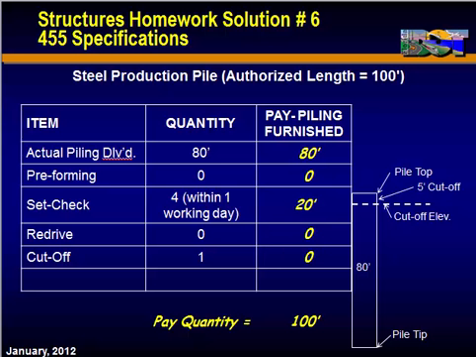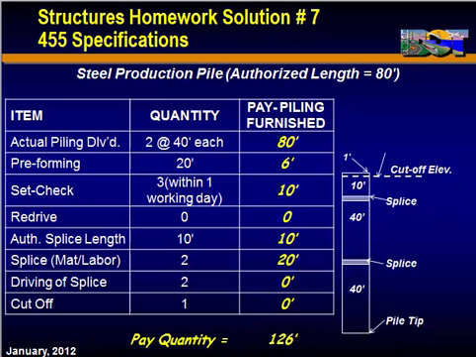All right, let's move on to the final example problem. Here we have an authorized length of 80 feet. It's a steel production pile. So he delivered 2 at 40 each. So that's not our problem, but we are going to pay for 80. He preformed 20 feet. He drilled a hole for 20, so we're going to give him 30% of that, 6 feet. And the set checks, he had 3 within 1 working day. Now the contractor, we get 2 set checks for free, and within the 1 working day, we're going to give him 10 feet for that. Redrive, we don't pay anything for redrive because we didn't have any.